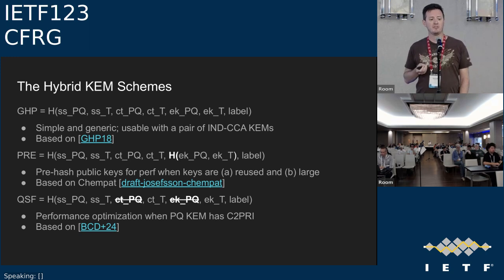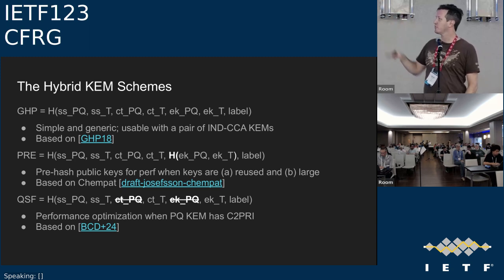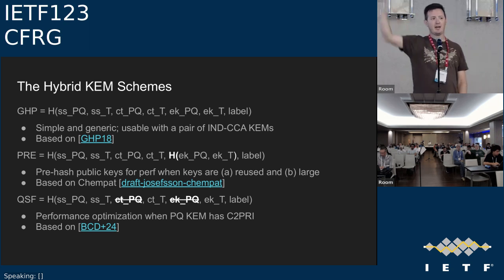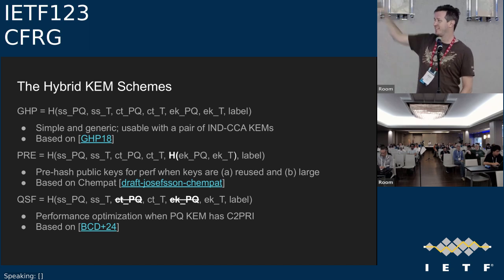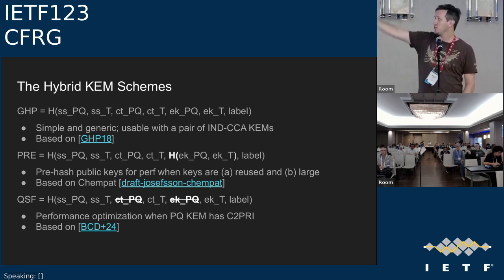We've got a couple of frameworks that meet those goals. The most generic one is this GHP combiner. We've named them after their names in the literature. For the GHP combiner, you just take the shared secrets, ciphertexts, public keys, and a domain separator label, shove them into a hash function, and that becomes the shared secret output from the KEM. I've isolated this part of it because that's really the only salient distinction between these various alternatives, including ChemPat, which you've seen on the list, and some other things. So GHP, you just shove it all in a hash function, off you go.